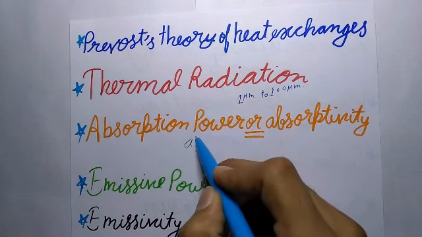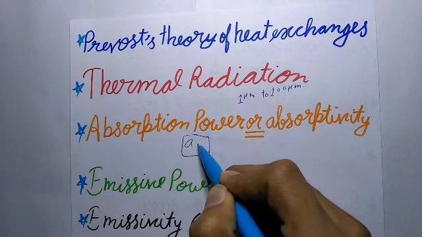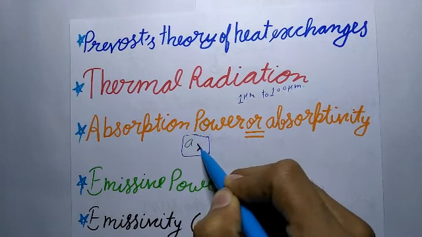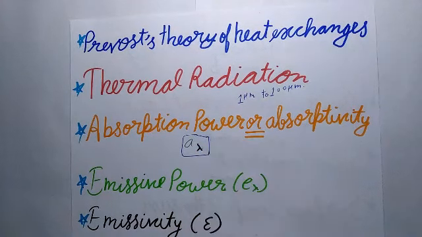It is denoted by small a lambda. The absorptive power of a body for a given wavelength lambda is defined as the ratio of amount of heat energy absorbed in a certain time to the total heat energy incident on it in the same time within a unit wavelength range around the wavelength lambda.